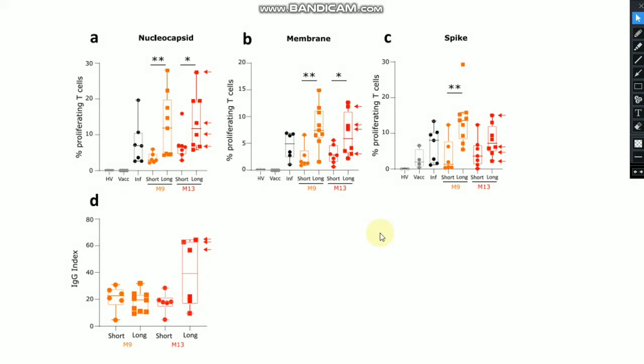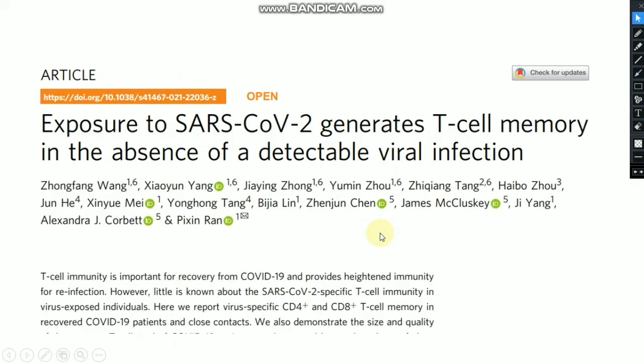So I want to show you another data. This is another experiment they did: exposure to SARS-CoV-2 generates T cell memory in the absence of detectable viral infections. This article was published in Nature Communications. They also found similar results, that memory T cells develop over a longer duration of time.